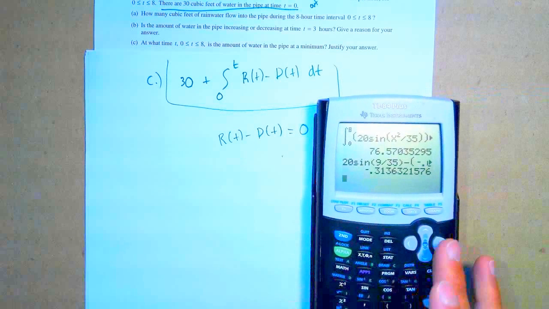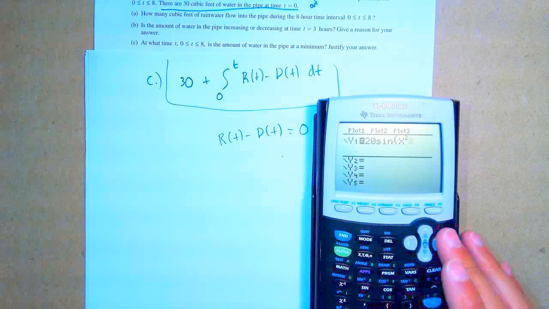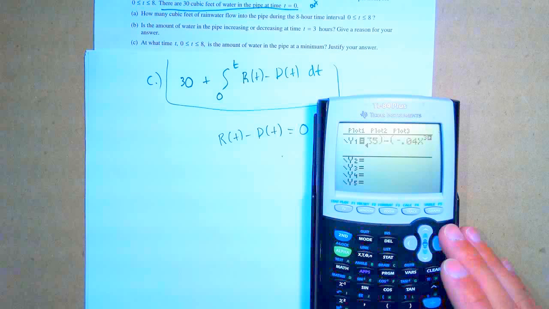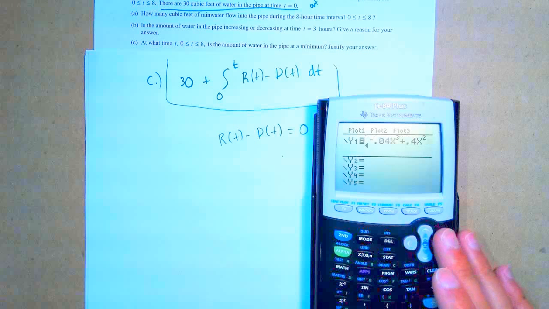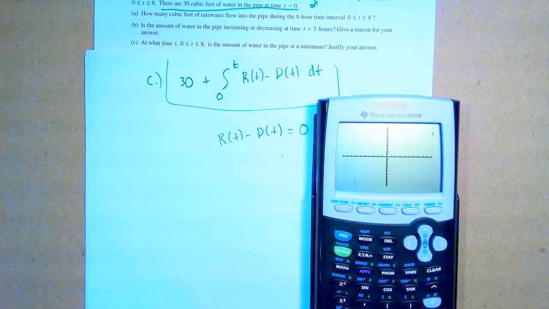So what we're going to do is grab our calculators, press y equals 2, and type in R of t. R of t is 20 sine x squared. Now, one thing you're going to notice is I'm not putting t, just put x. Divided by 35, close it, then minus parentheses and type in the entire equation for d of t. Negative 0.04 x cubed plus 0.4 x squared plus 0.96 x, close it, graph it. Hopefully we're going to graph it correct. And we're going to determine when this equals 0.